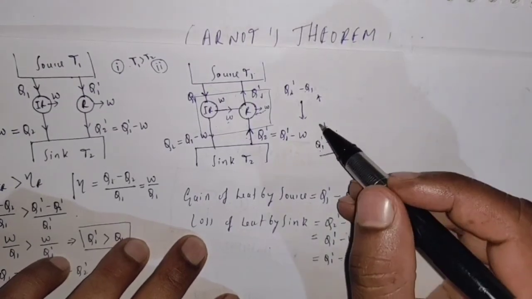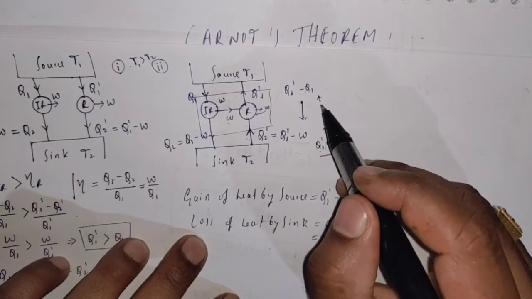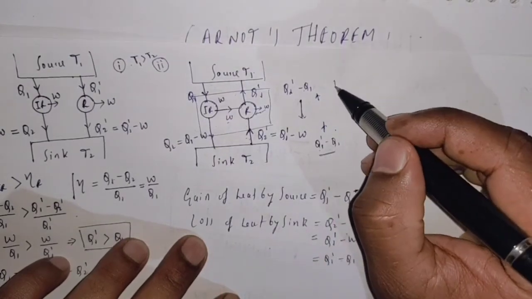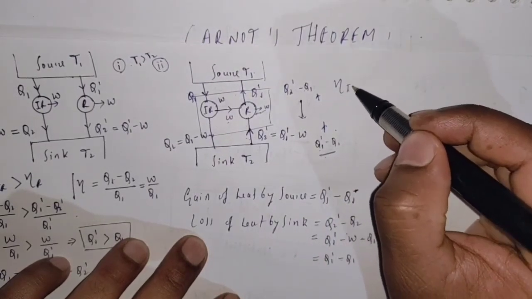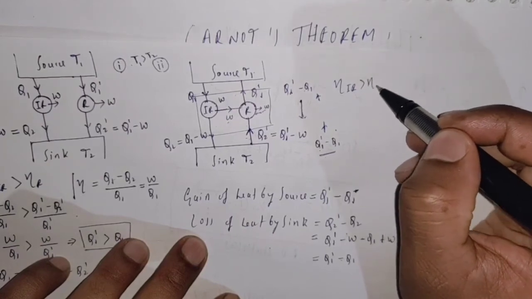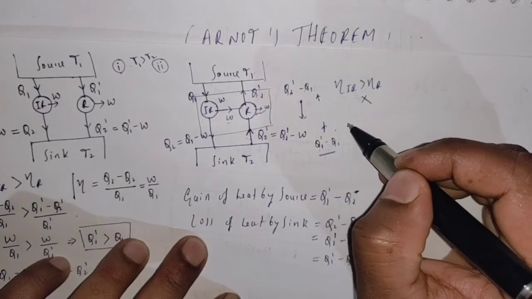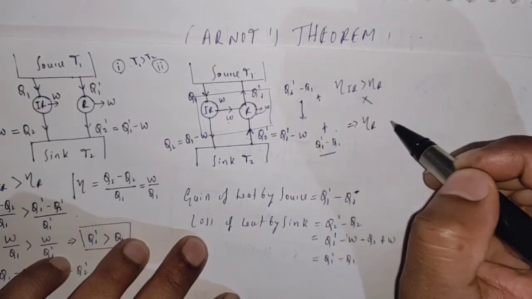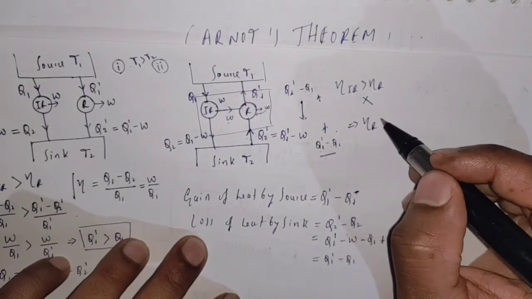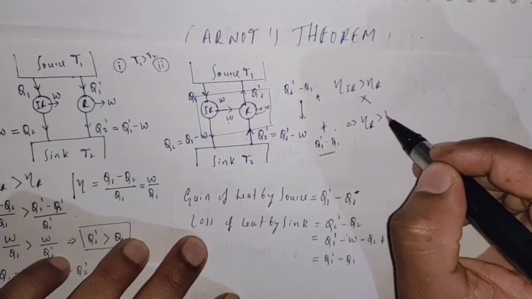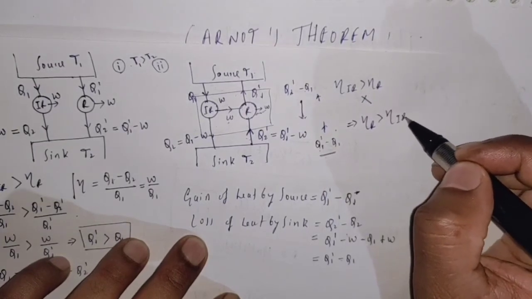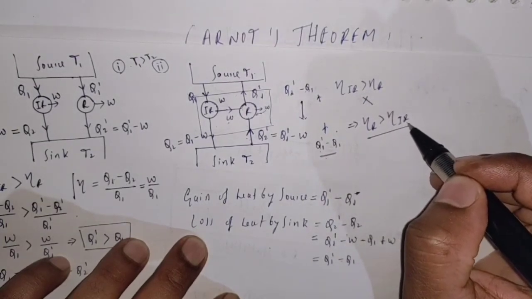So this concludes that our assumption, eta IR greater than eta R, is wrong. So it implies that the efficiency of the reversible heat engine is greater than the efficiency of the irreversible heat engine.